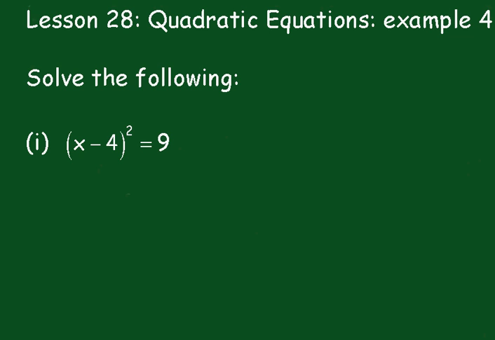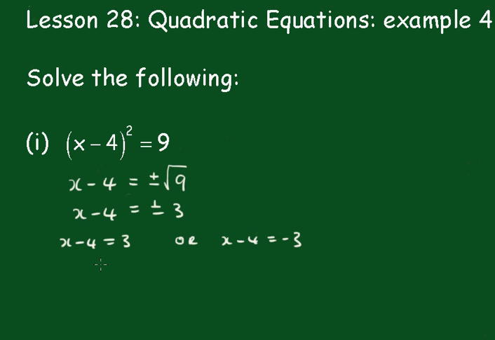Okay? Now remember what I said before: when you do that, just be careful, because you've got to say x minus 4 equals plus or minus the square root of 9. So x minus 4 equals plus or minus 3. That means that x minus 4 equals 3, or x minus 4 equals minus 3. And now we have our solutions. x equals 7, adding the 4 to both sides, and here x equals 1, adding the 4 to the minus 3, are our solutions.